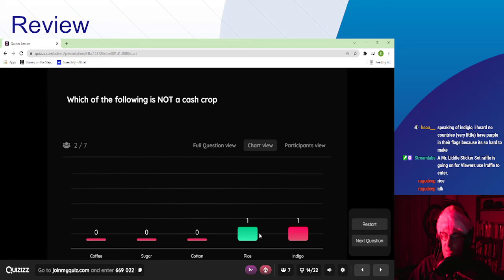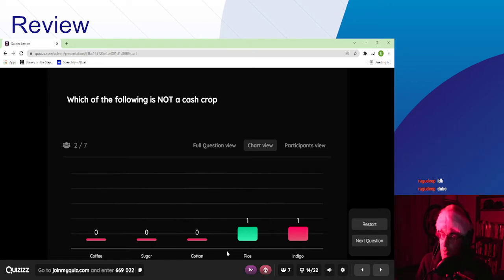Yeah, it's rice. Amen to that. Exactly. Right? Because you could eat rice and it could be the basis of your diet, right? But you can't really eat indigo. Yeah, that is true.